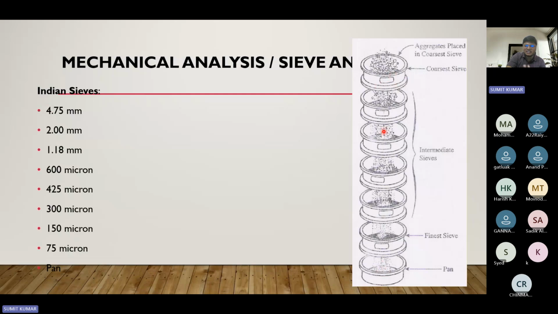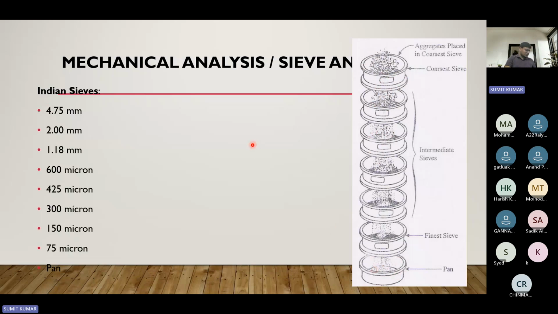When we sieve it, we see that the particles flow in the downward direction. The particles larger than 4.75 mm get retained over there. Subsequently the 2 mm particles get retained over here, and 1.18 mm in this. At the end, in the pan, the particles smaller than 75 micron get deposited.